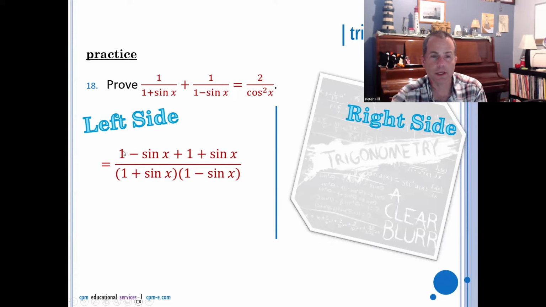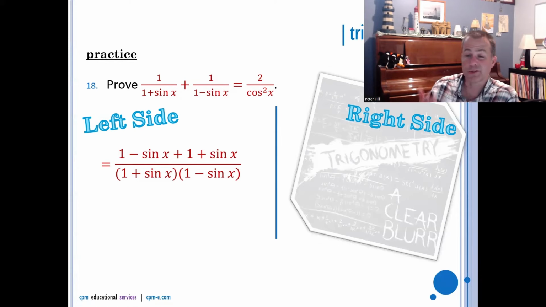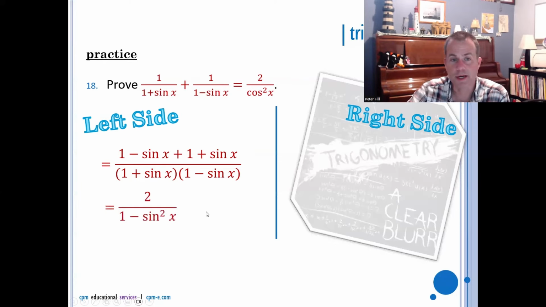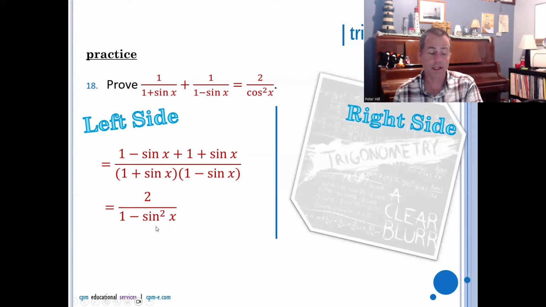Now, if I clean this up, negative sine x plus sine x is gone. It adds to 0, and then 1 plus 1 is 2. On the bottom, those are actually conjugates being multiplied together. So if you understand that that's going to give you a difference of squares, you can go right to 1 minus sine squared x. If you're not sure of that, you can just multiply first, outside, inside, last. You will still get to 1 minus sine squared x. Okay, now at this point, I could say, hey, 1 minus sine squared x is cos squared x.